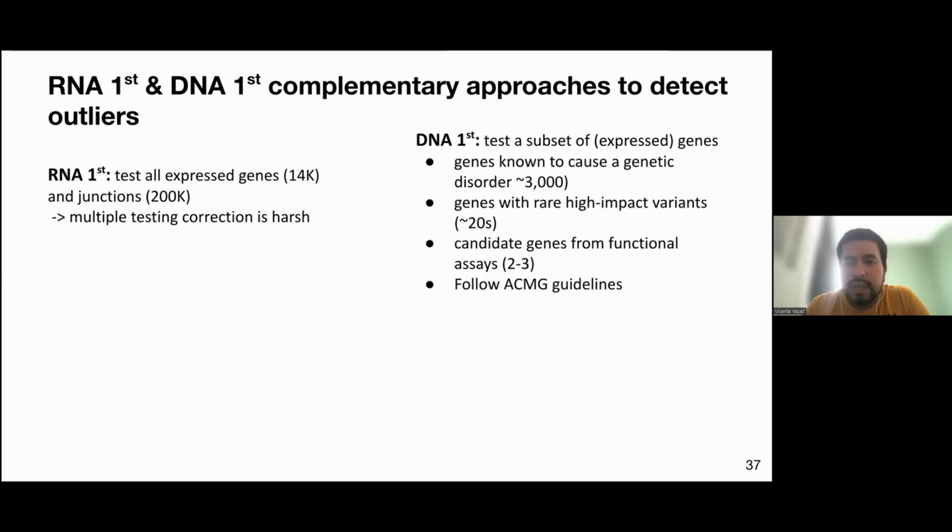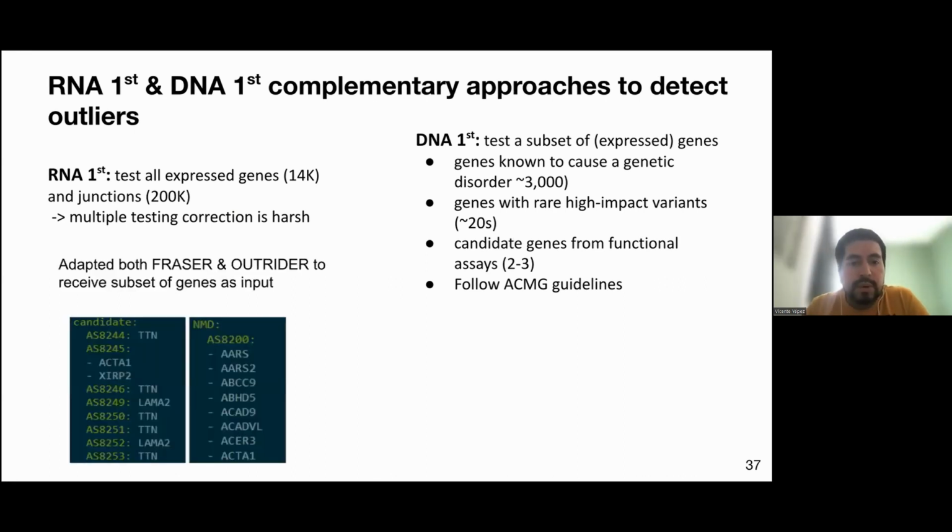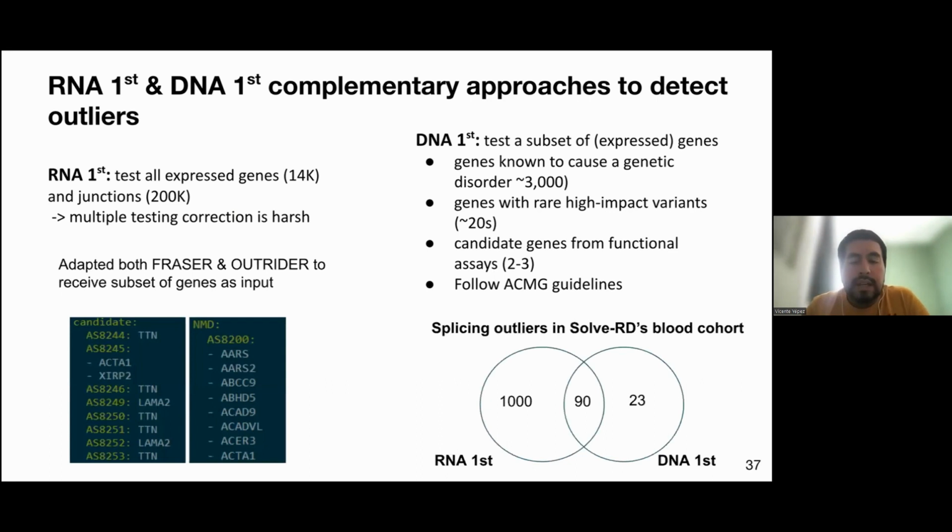If we test genes that are known to have already high impact, we're just at 10, 20, or for other candidates we could be really at 2, 3. So we reduce a lot the search space. We have adapted our methods to do that, both FRASER and OUTRIDER. And indeed, for example, in the blood cohort from SOLVE-RD, which is one of the biggest ones that we have, we see that it's complementary to focus on certain genes with respect to testing all, but of course, testing all will give even more results in total.